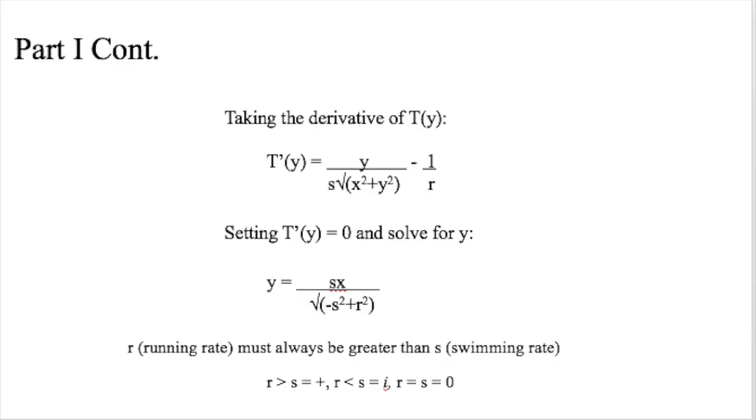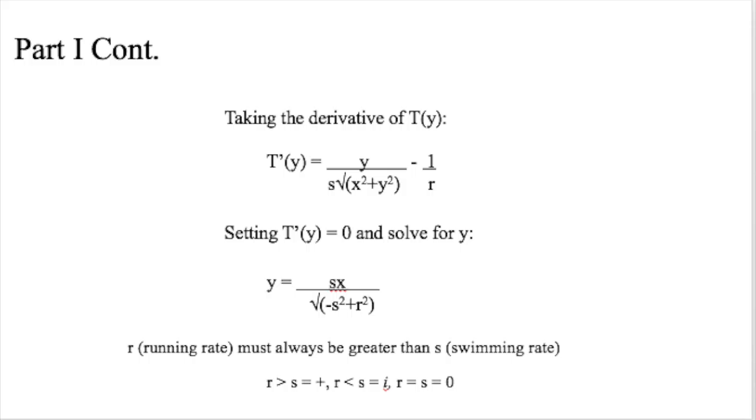We found that the derivative of T of y is y over s times the square root of x squared plus y squared, minus 1 over r. After finding the derivative, we set it to 0 and came out with the equation y equals s times x divided by the square root of negative s squared plus r squared.